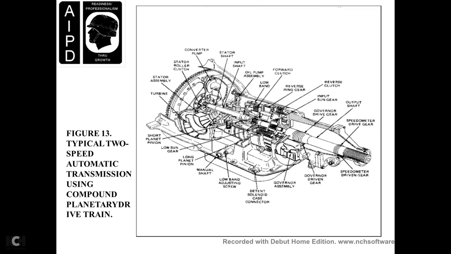This shows a typical 2-speed automatic transmission using a compound planetary gear. Planetary drive system. It shows the turbine, the stationary element with the stator roller clutch, the converter pump with the shaft support, the input shaft with the oil pump assembly, the low band, the forward clutch, the reverse ring, the first clutch, the inner sun gear, the governor driven gear with the output shaft, the speedometer driving gear, the governor assembly, the case connector, the low band adjusting screw, the manual shaft, the long planet pinion, the long low sun gear, and the short planet pinion.